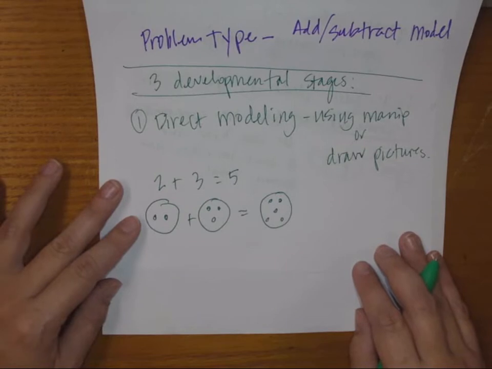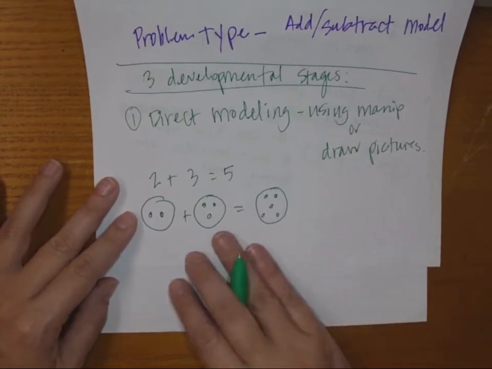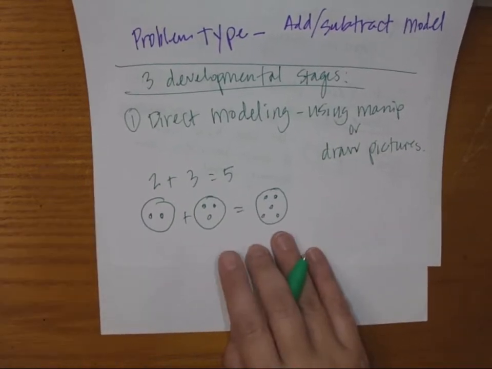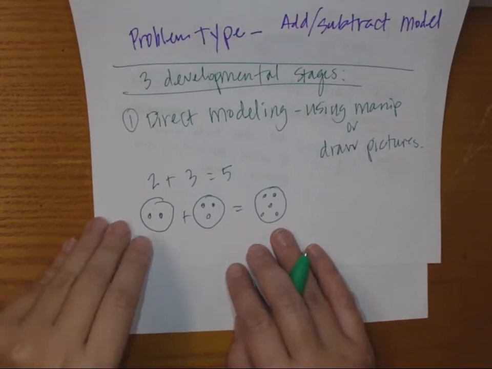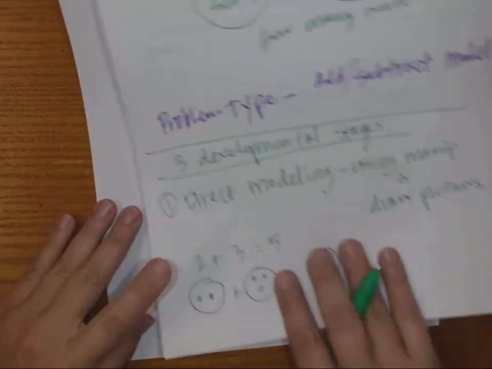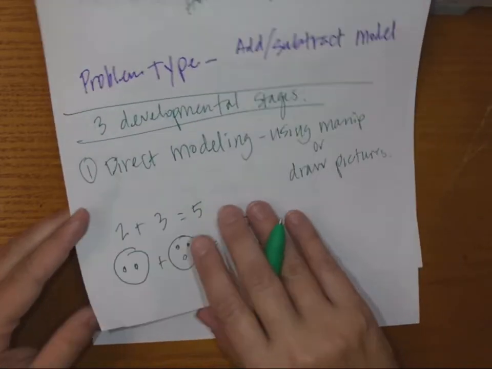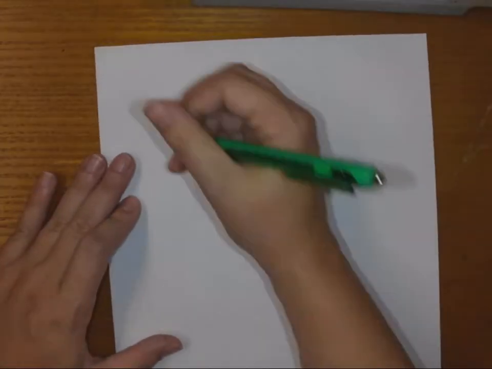Okay, so that's direct modeling, is showing, and when you work out your homework and are asked to use direct modeling, you can just use a set model to show that. Okay, the next stage, once you get past this stage, would be the counting method.